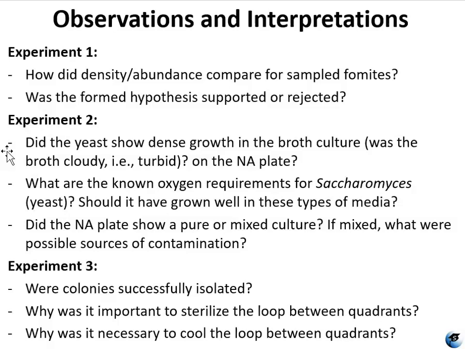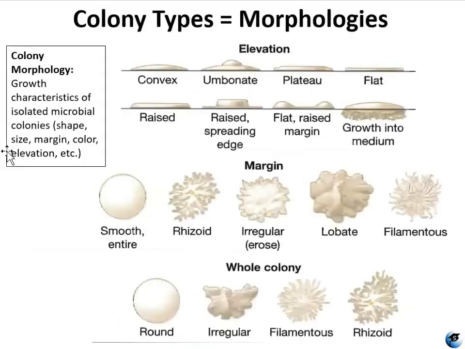For experiment 3, you're going to be talking about whether or not you have successful isolation of colonies. And you're going to discuss why it was so important to sterilize the loop between quadrants, and why it's necessary to cool the loop between quadrants. And again, here are some of the terminologies and things you're looking for when you're describing colony types and colony morphologies. You have things like shape, size, margin, color, and elevation.